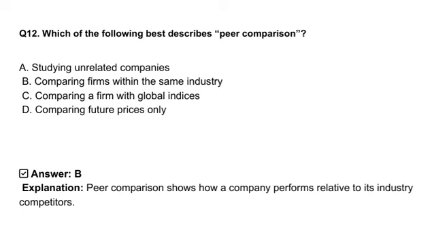Option D focuses solely on future prices, which isn't really about comparison at all. The correct answer is B, comparing firms within the same industry. This approach is essential because peer comparison shows us how a company performs relative to its industry competitors. It helps us identify strengths, weaknesses, and potential areas for improvement by benchmarking against similar companies. So, in the context of our overall presentation, peer comparison is a vital tool for understanding a company's position in the market and making more informed investment decisions.